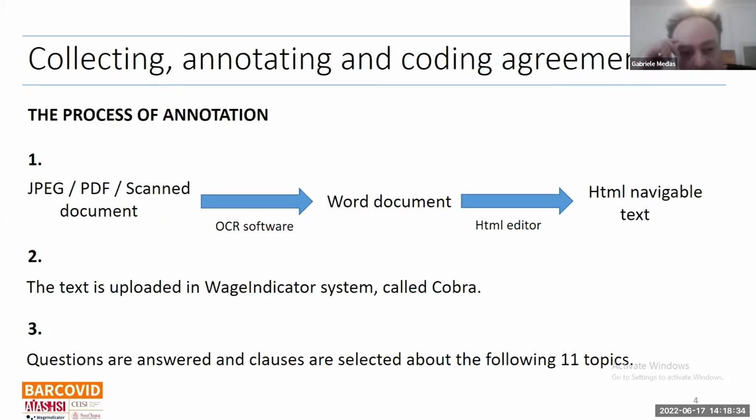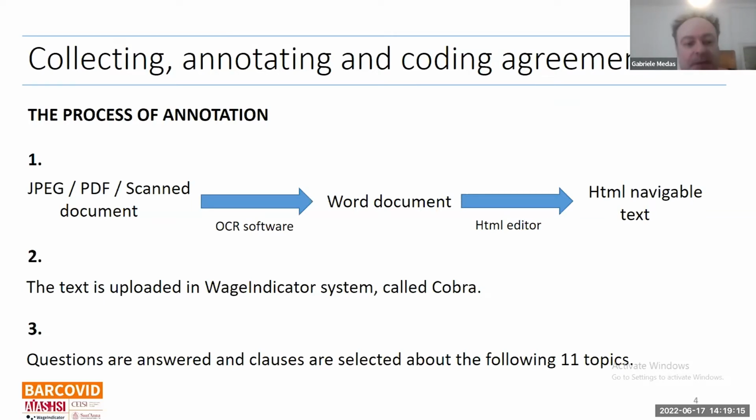We use optical character recognition software in order to transform the format of the CBAs into a Word document, which is then transformed into an HTML navigable text through an HTML editor. Then the HTML is uploaded into our system, which is called COBRA, as Pauline was anticipating. COBRA is a system where the actual annotation takes place, made by the coders or annotators.